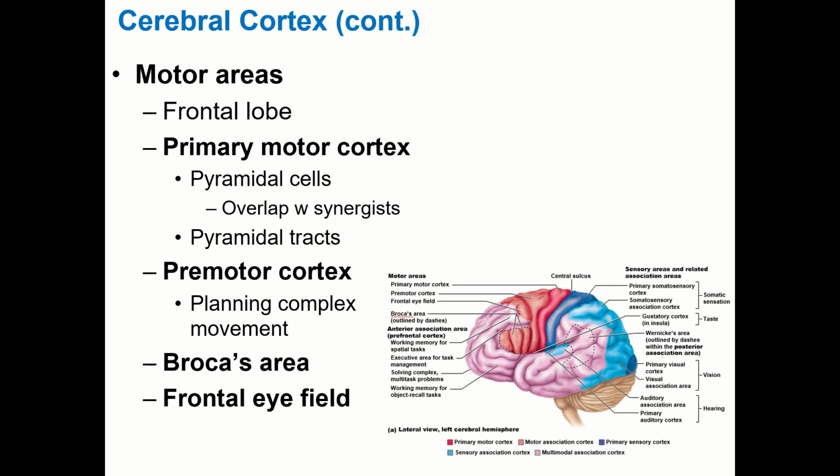Broca's area, as mentioned earlier, is typically only located in the left hemisphere. And what it does, again, as mentioned earlier, is that it's active as we plan to speak, so as we're figuring out what it is that we're going to say, but it also then directs the muscles that are involved in speech production. And then the frontal eye field is going to be involved in controlling voluntary movement of the eyes.